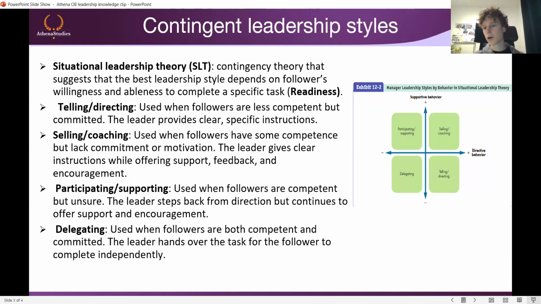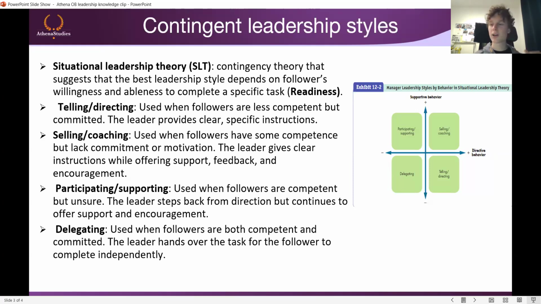When we have followers that are not very competent, so they are not very able, but they are very willing, they have high commitment, we use telling and directing, in which a leader gives clear and specific instructions on how to do a specific task. But for the rest, the leader does nothing more. Then we have the second situation where followers may have some competence, but they have no willingness, they have no motivation.